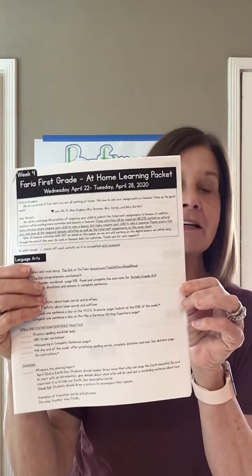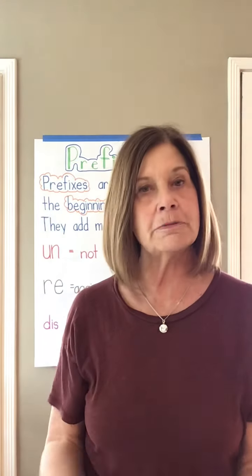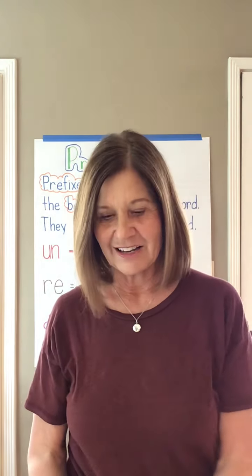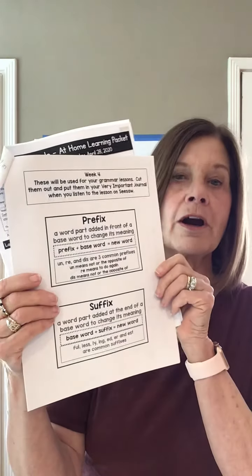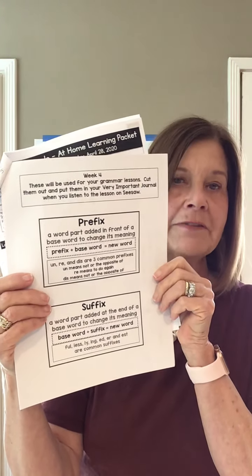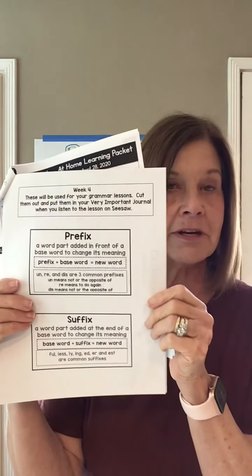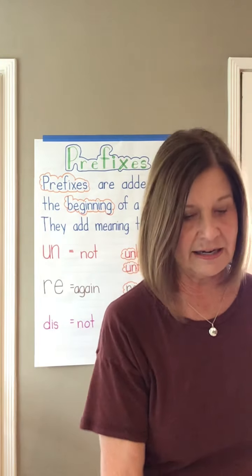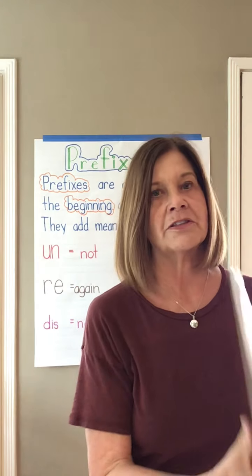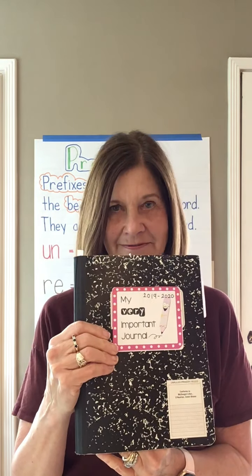Take out your week 4 sheet like this with your packet of all the things on it. And 2 pages back, you will see your labels for prefix and suffix. Just cut out the one for prefix right now. Leave suffix someplace safe because you're going to need it for the next lesson. So cut out prefix and go ahead and glue that into your journal. This is your very important phonics journal.